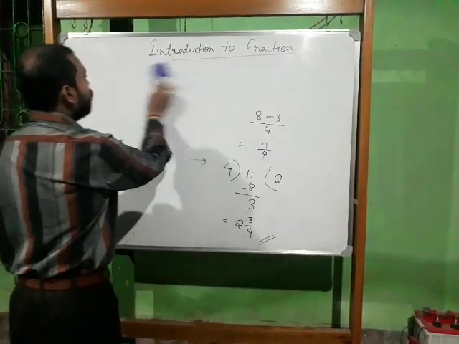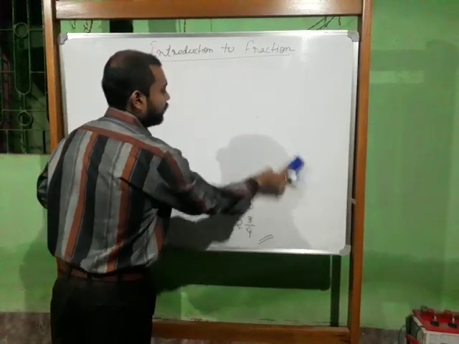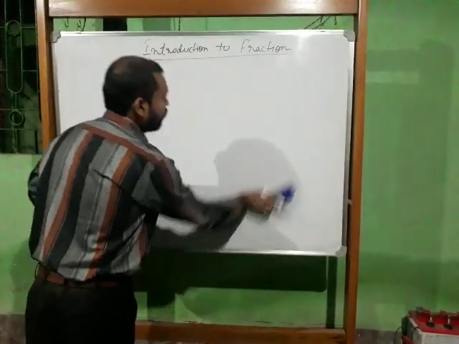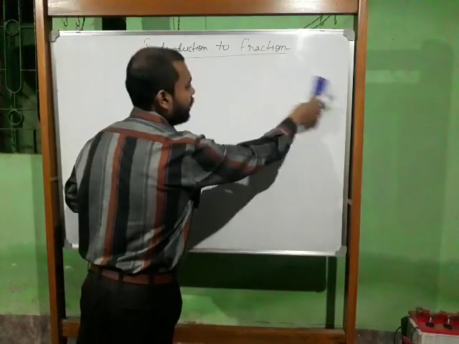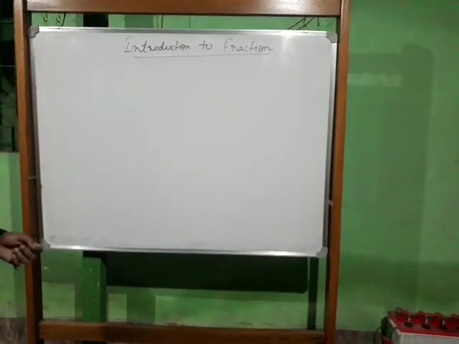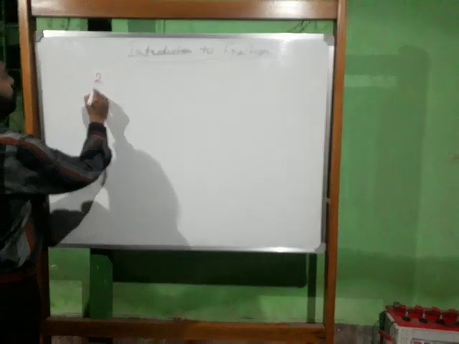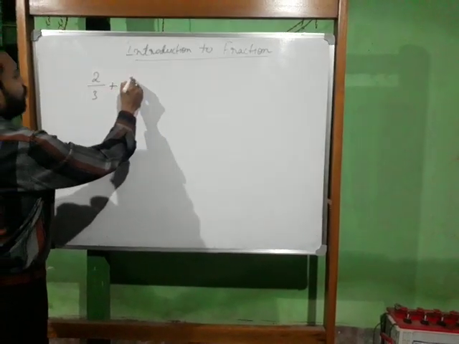How can we add two fractions? How can we subtract two fractions? Then multiplication and division. So these are the basic concepts. If these basic concepts are clear, then definitely you can solve any problem related to fractions. Okay. Now suppose I write 2 by 3 plus 5 by 2.